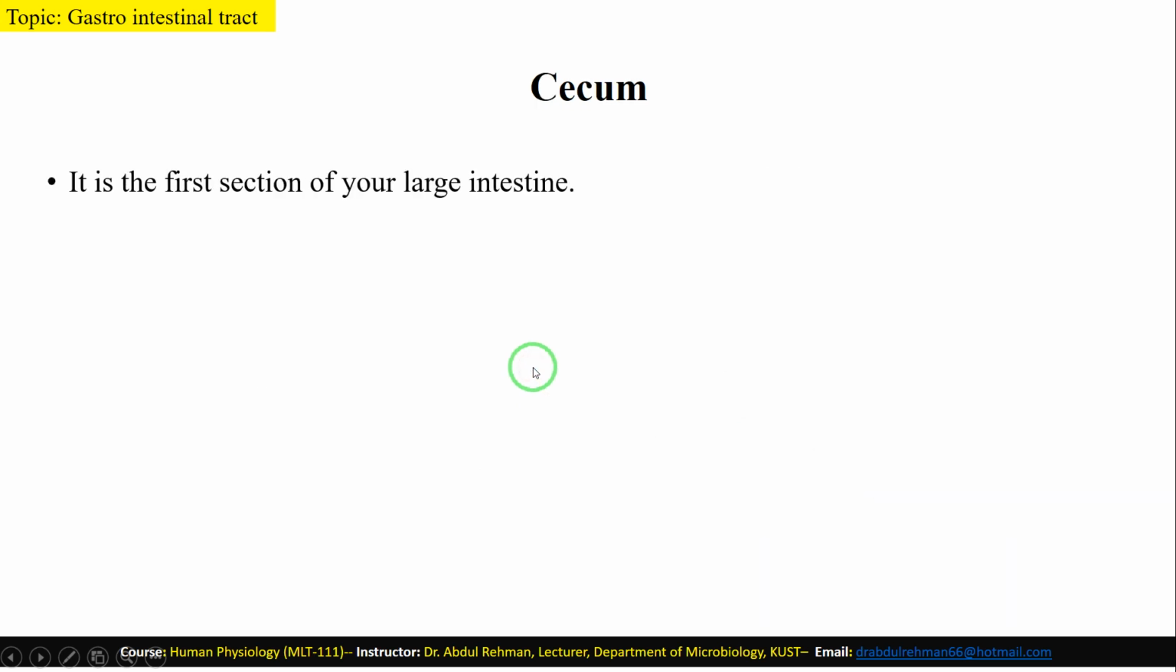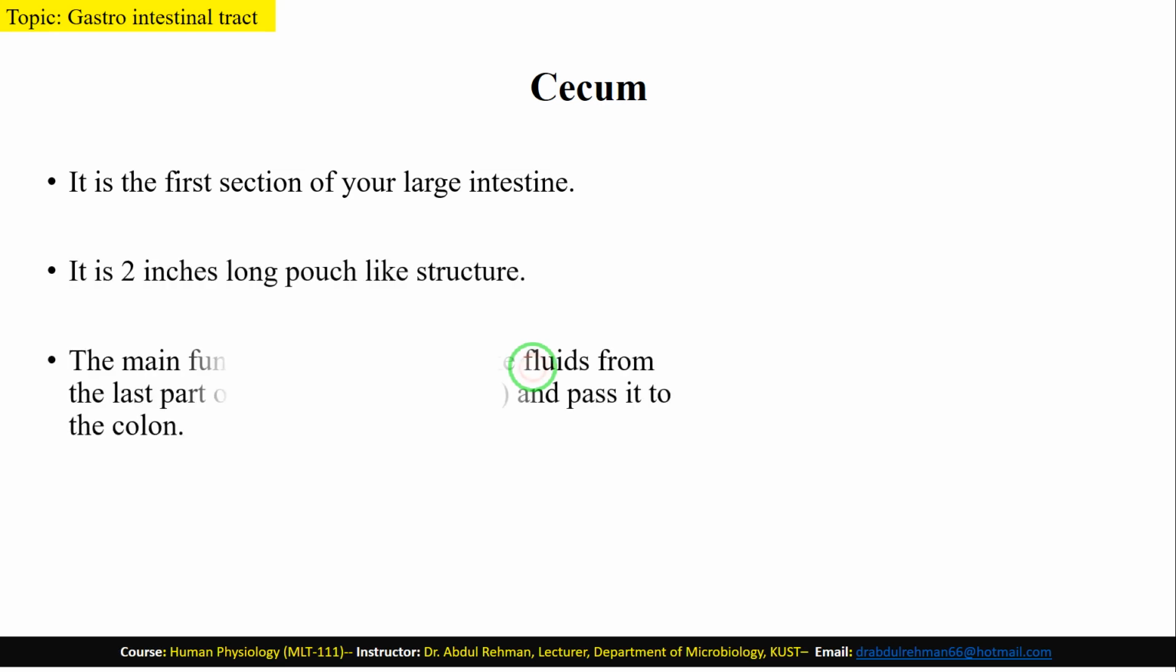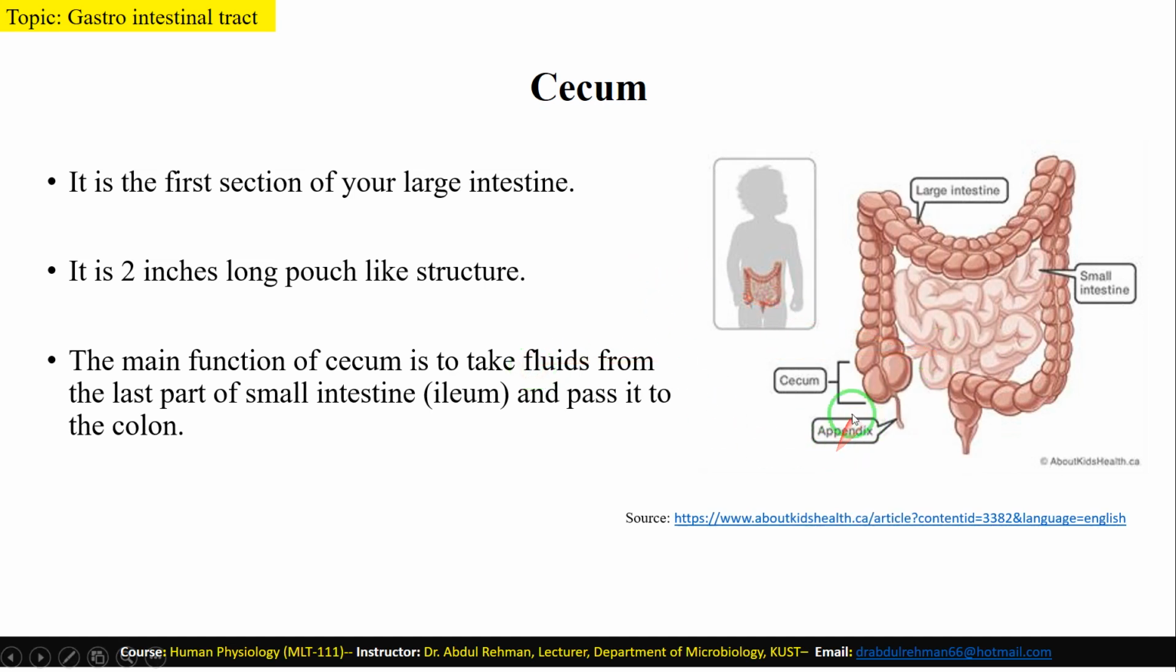Cecum. It is the first section of the large intestine, and it is a 2 inch long, pouch-like structure. The main function of the cecum is to take fluids from the last part of the small intestine, that is the ileum, and pass them to the colon. Here you can see this is the cecum, a pouch-like structure, and it takes fluids from the small intestine. After taking the fluids, it pushes them into the next part of the large intestine, called the colon.